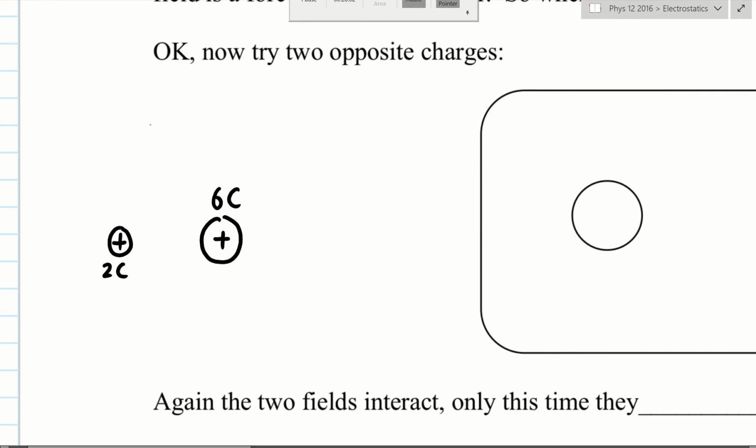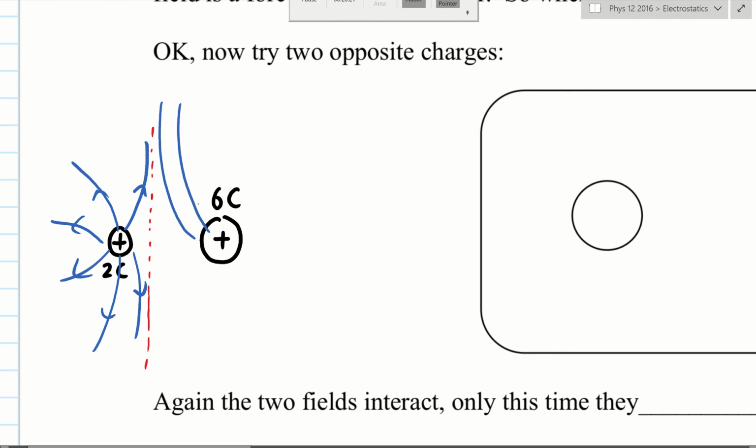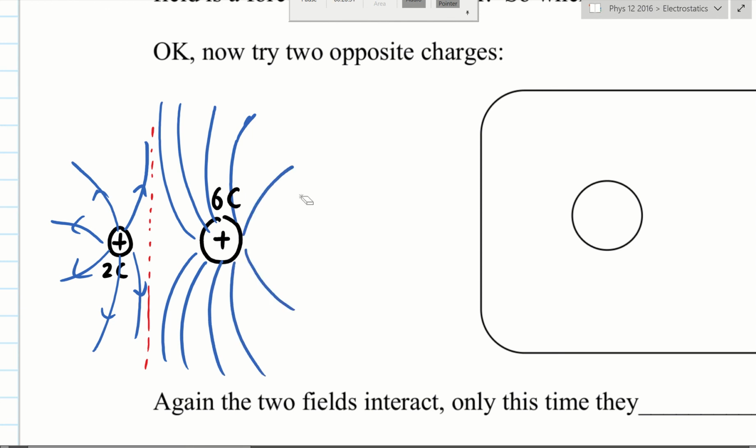Well, in this case, the equilibrium line is going to be pushed very close to the weaker one. So it will look something like this. Like a few lines coming out from here, and then many lines coming out from this one. How strong the electric field is usually represented by how close the electric field lines are.